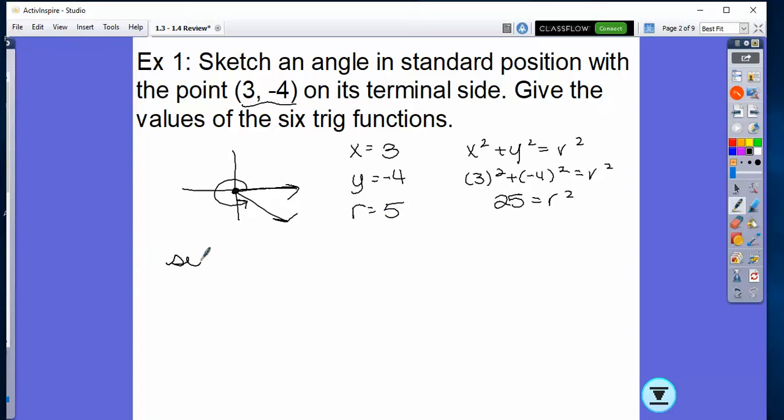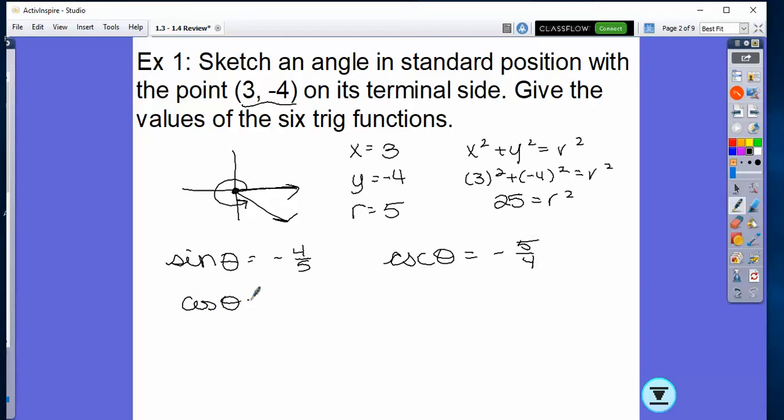So sine, what's the definition of sine? Good. Make sure you're putting the theta with that. I don't want just the sin. So sine theta is y over r, which would be negative 4/5. Which one is the reciprocal of sine? Cosecant. So cosecant theta would be negative 5 over 4.